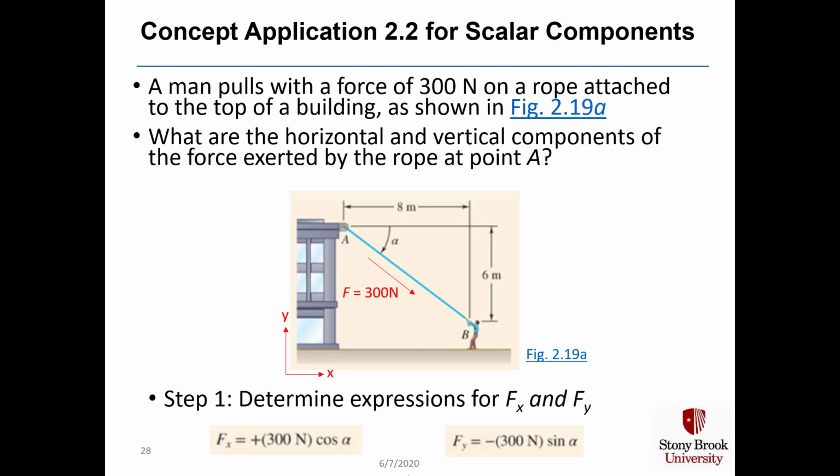Normally you would attach a pulley or a bracket to that point when you're pulling on the rope. In step 1, we determine expressions for the x and y components of that force, denoted as F sub x and F sub y. F sub x is the 300 Newton force times cosine alpha, where alpha is the angle between the force and the horizontal, and F sub y is minus 300 newtons times sine alpha. F sub y is a negative number because that y force is pointed in the negative y direction according to the coordinate axis that we've drawn in the lower left corner of figure 2.19a.